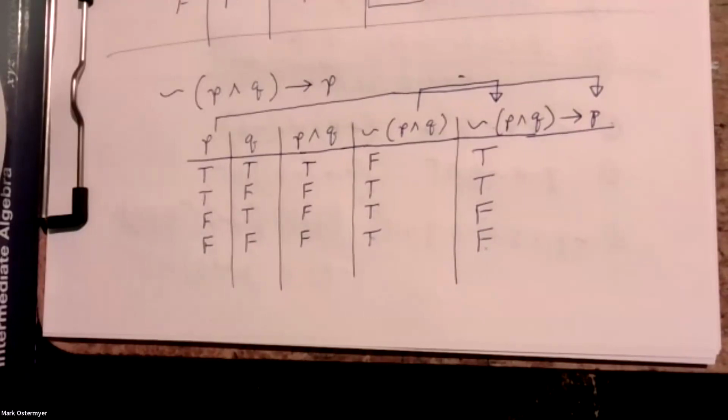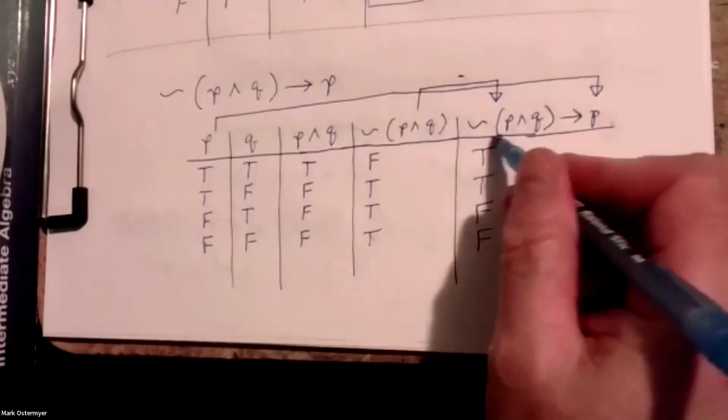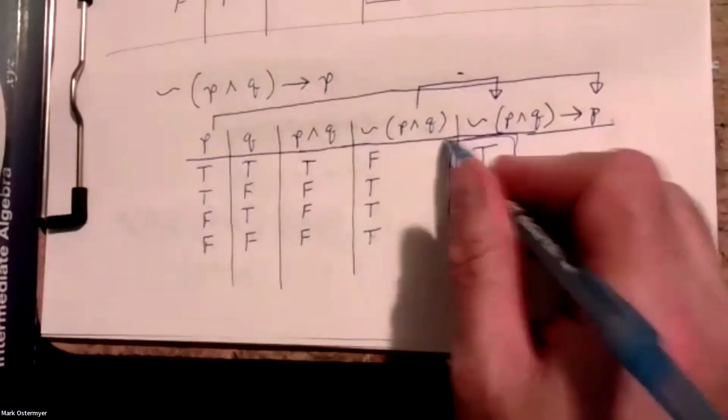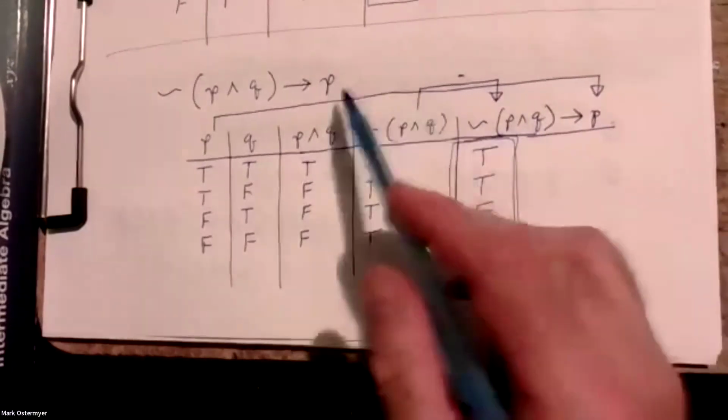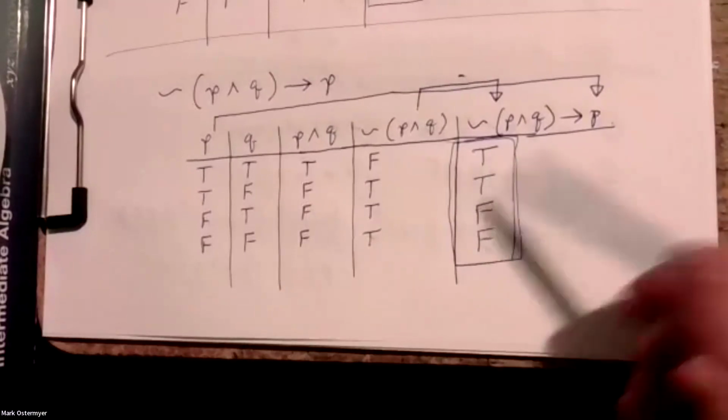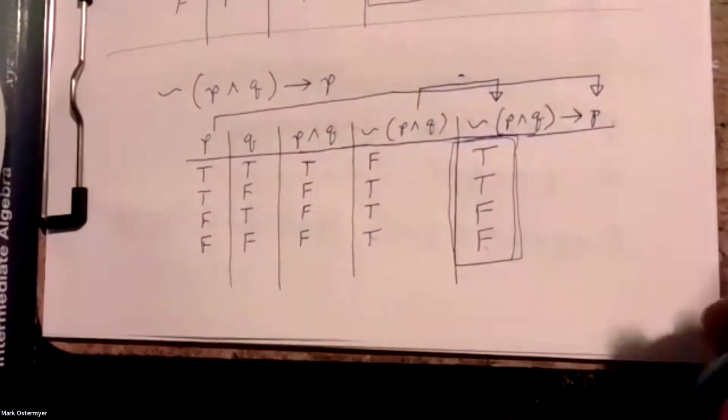The hierarchy of operations, very important. All right, so that would be it. Now, in the back of your book, when you check your answer, your author is only going to have this for your answer: just the last column. True, true, false, false. You're not going to see the rest of this. That's a shame, but I'm showing you nonetheless how to build these tables.